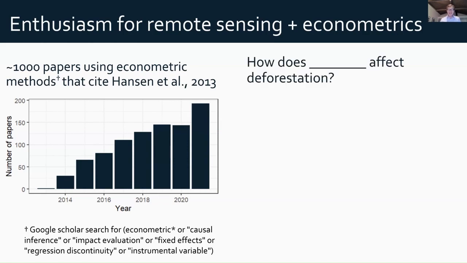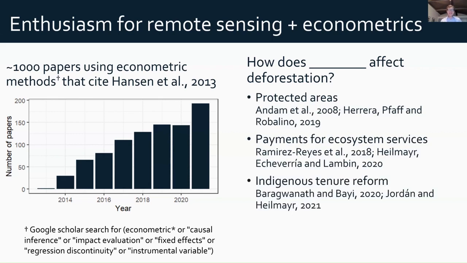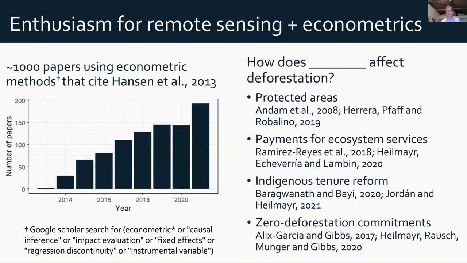These papers ask a wide variety of formulations of this question. How does something affect deforestation? Conflict, or maybe protected areas, payments for ecosystem services, indigenous tenure reform, zero deforestation commitments, a wide variety of different fundamental research questions, but they're all turning to this methodological combination of remote sensing and econometrics.